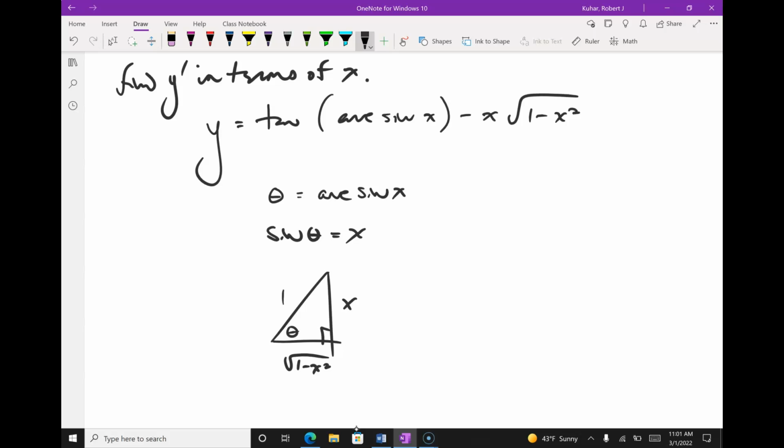So I need that piece, right? Because I'm going to have to use the triangle to get my secant squared, right? Do you see where the secant squared is going to come from? Derivative of tangent is secant squared, right? All right, we're ready. Y prime is secant squared of theta times theta prime.